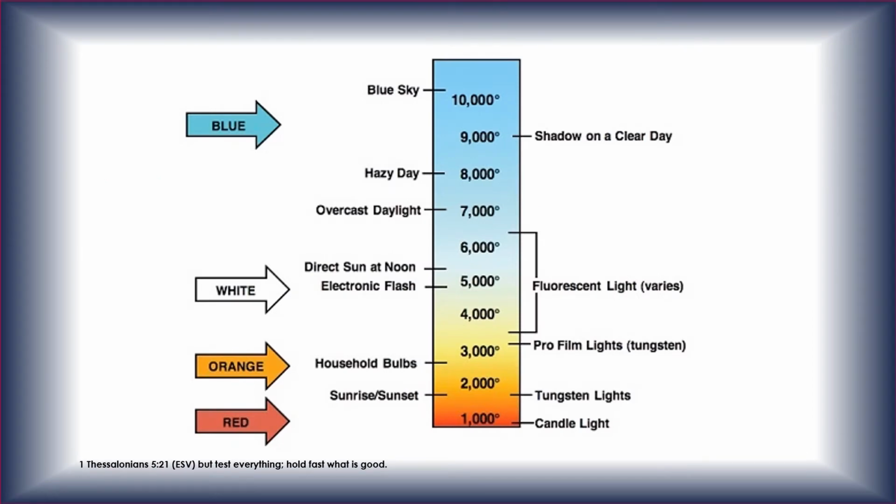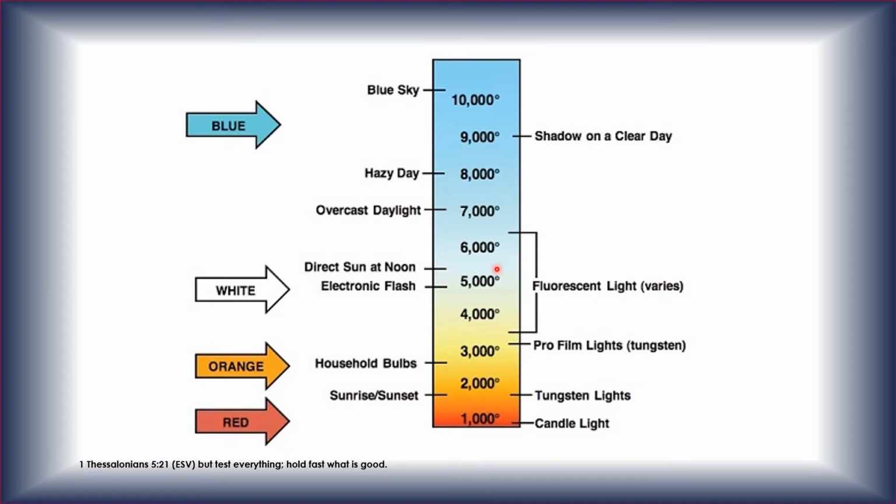Okay, let's look at a chart here with the different levels of color that you get from the various temperatures of light. This is a Kelvin chart, and so you see here candlelight is more of a red shift, and household bulbs or otherwise tungsten bulbs are 2000 Kelvin, and you got 3000 for projector lights, tungsten lights. I don't know if anyone even uses those anymore.